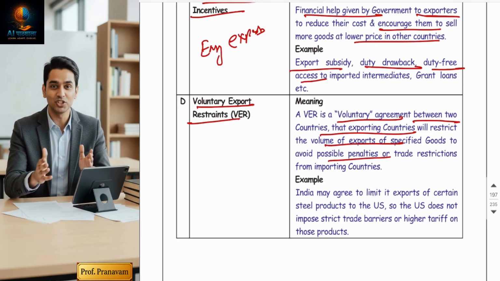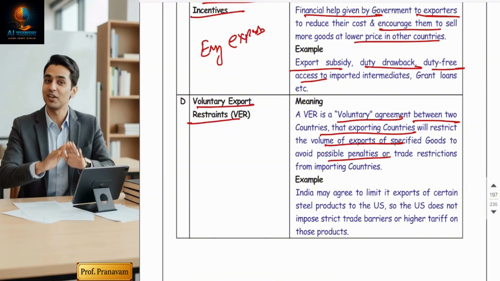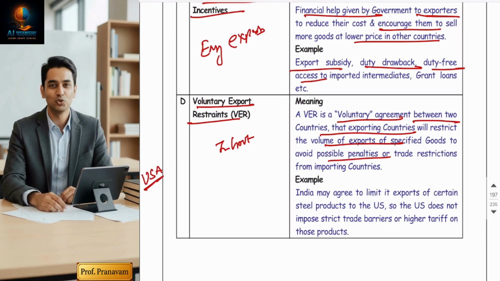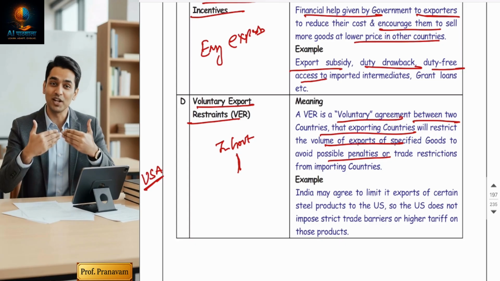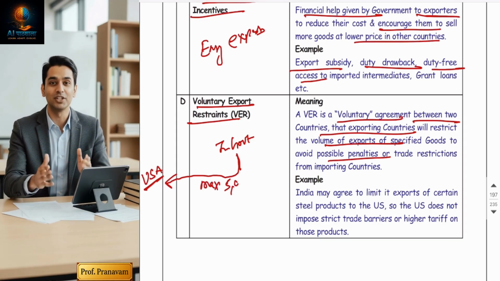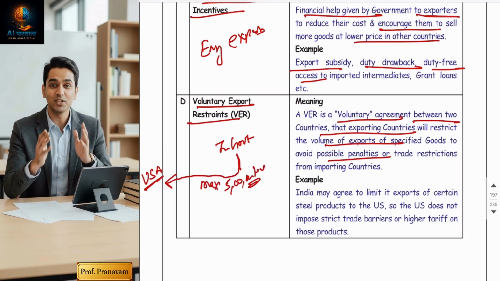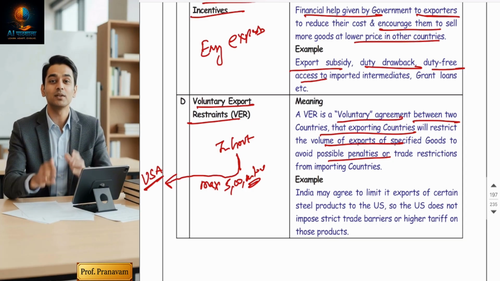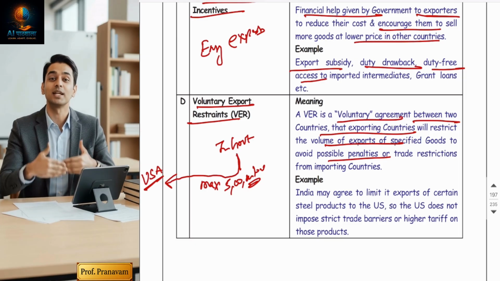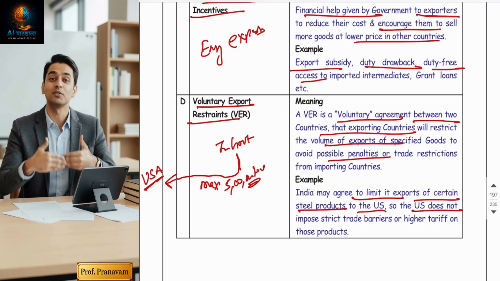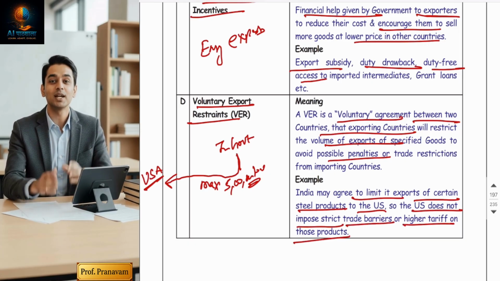Here there is a quota on exporting goods. It means government can impose a rule. For example, the Indian government is signing an agreement with the US government. So the Indian government will impose a voluntary export restraint on the US: we can sell a maximum of only 5 lakh tons of wheat. So this is a quota restriction on some countries, so that importing countries should not impose any restriction on us. Understand, India may agree to limit the export of certain steel products to the US, so the US does not impose strict trade barriers or high tariffs on those products.